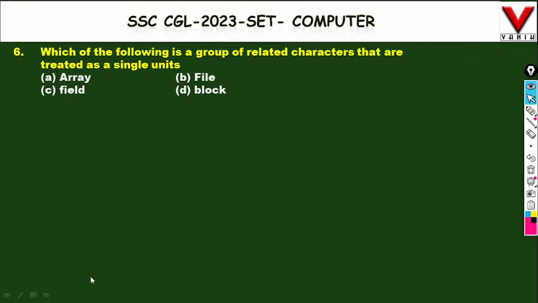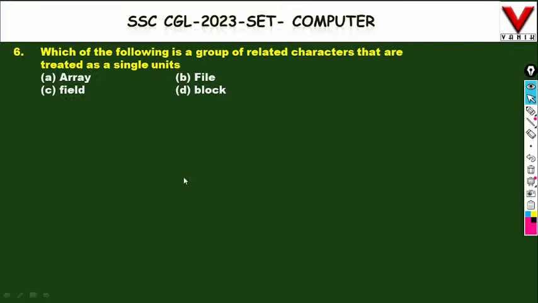Which of the following is a group of related characters that are treated as a single unit? First one is array, second one is file, third one is field, fourth one is block. Array is a data type used to store multiple values in a single unit; it is a user defined data type that stores data of the same type under one variable name. File is a collection of information. Field is the set of characters that are treated as a single unit.